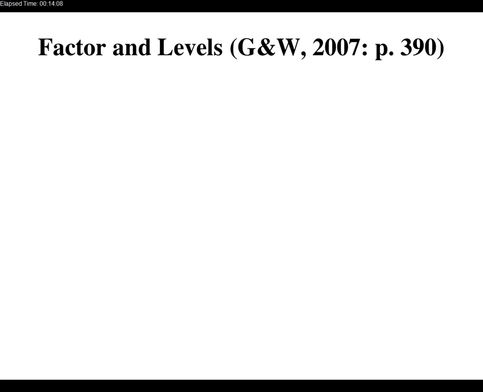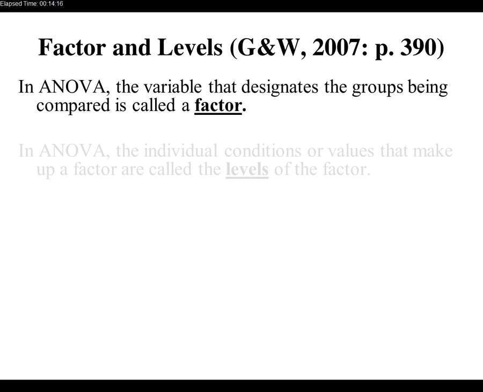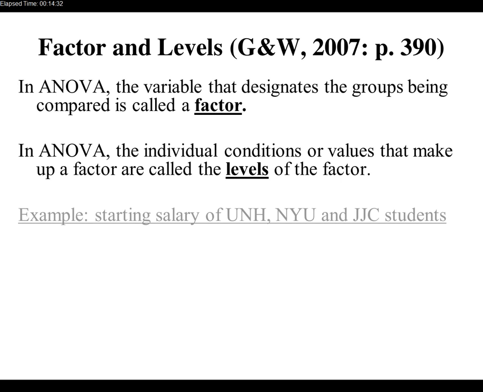In ANOVA, the variable that designates the groups being compared is called a factor. Got that? In ANOVA, the individual conditions or values that make up a factor are called the levels of the factor. And you're saying, DeCarlo, what does that mean? I mean, it's hard to understand. Well, let me give you an example.